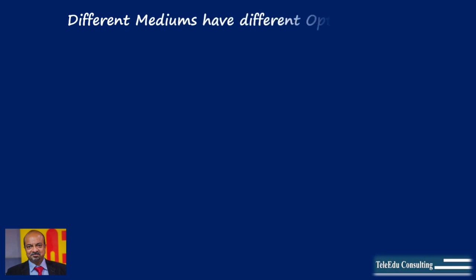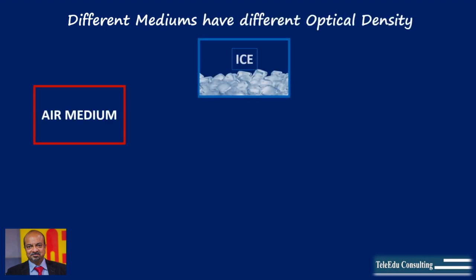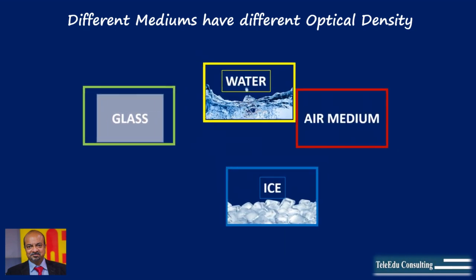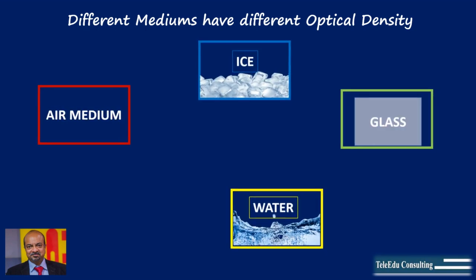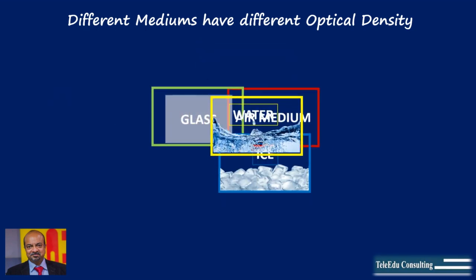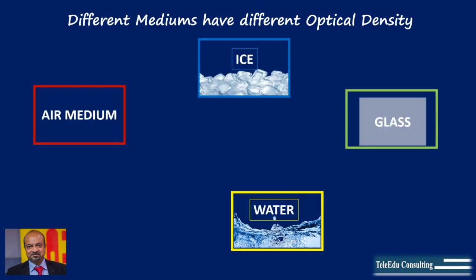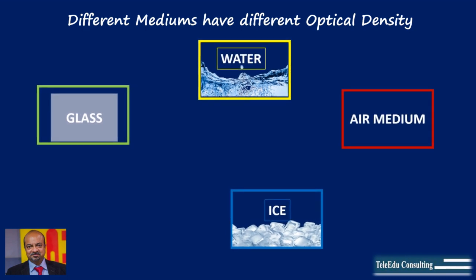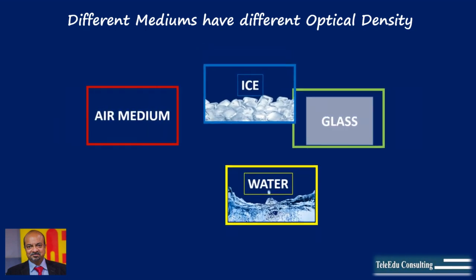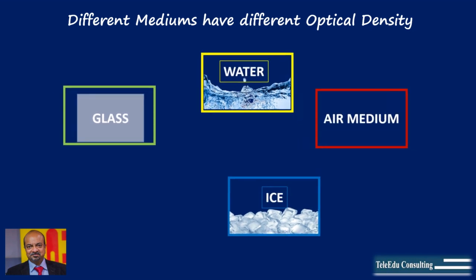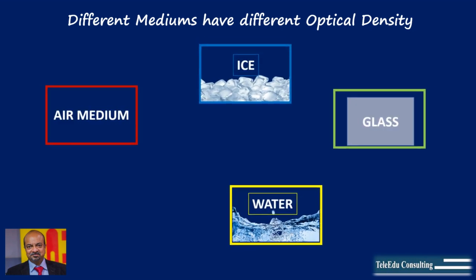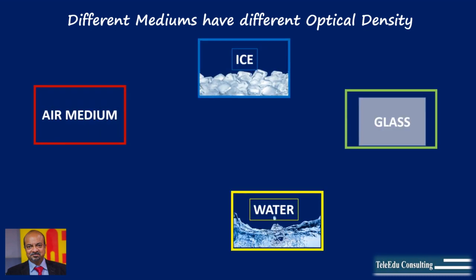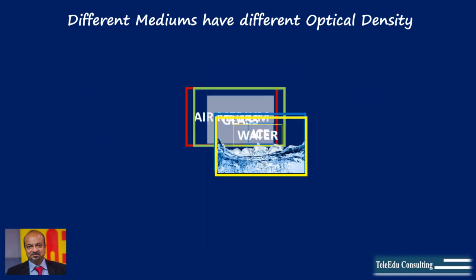Different mediums have different optical densities. So when a light wave crosses from one medium to another, it faces different optical density, and accordingly the speed of the light increases or decreases as per the change in the optical density value. The speed of the light depends on the optical density of the medium. The denser the medium, the slower the speed and the higher the refractivity. Water is denser than air, which means light will travel faster in air compared to water.